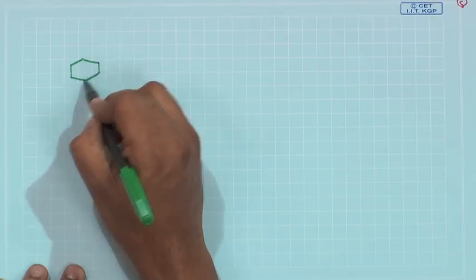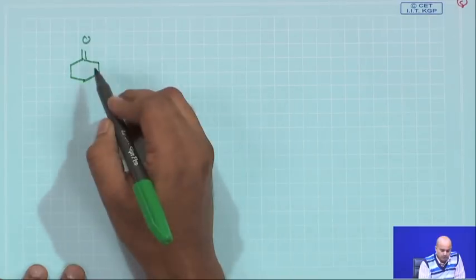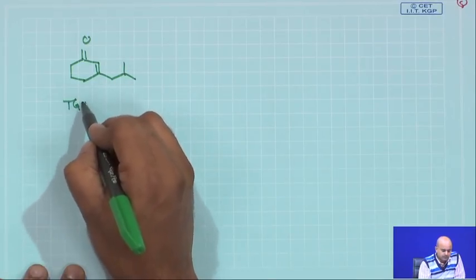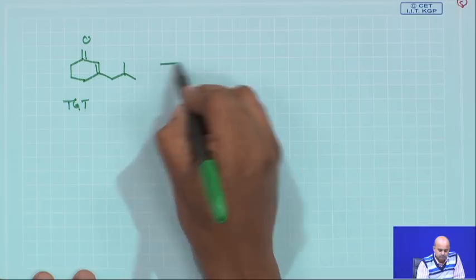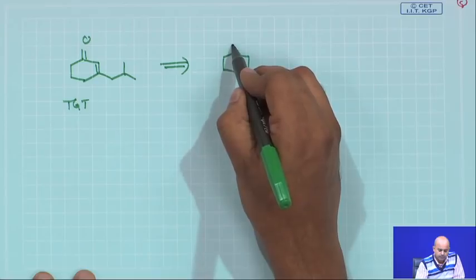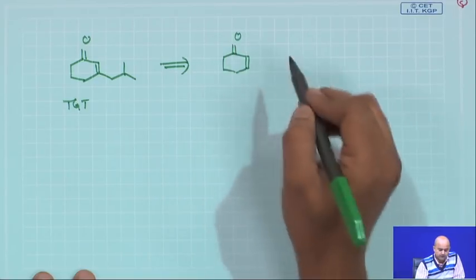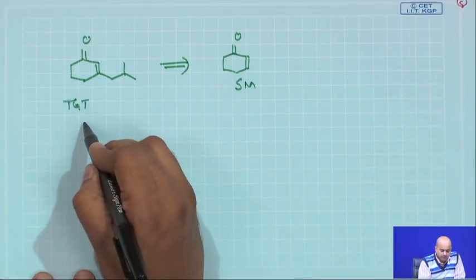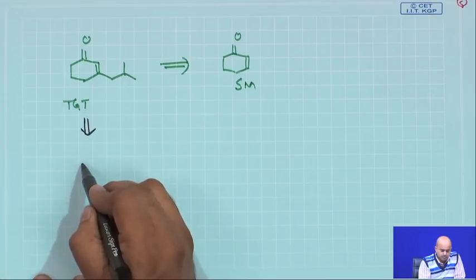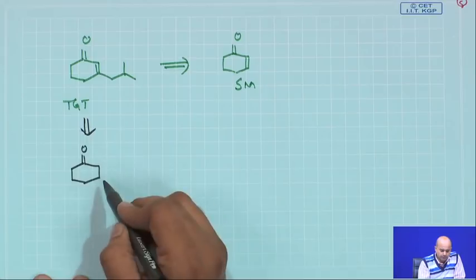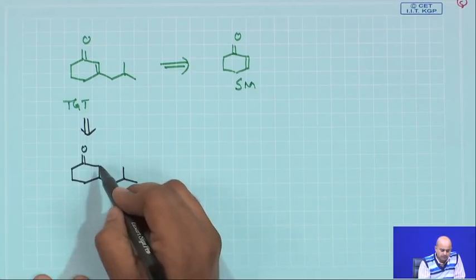The next one I am going to discuss is a simple one, but the target is this molecule. You have to use as a starting material simple cyclohexanone. Naturally, in reality you can do a very straightforward retrosynthesis. You say that okay, I will be having this compound.